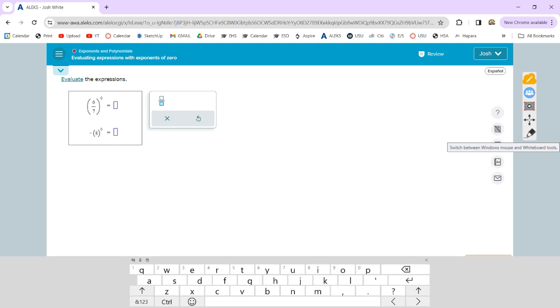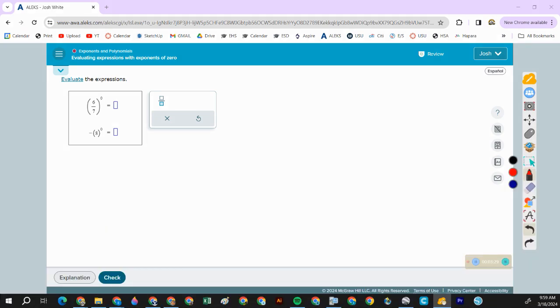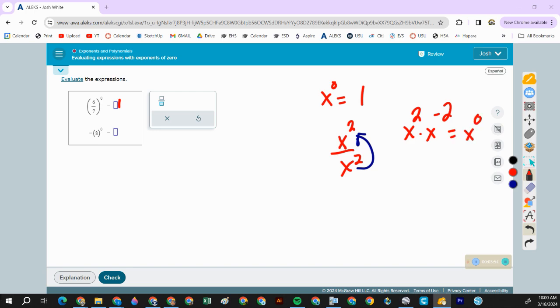What is 6 over 7 to the 0? That would just be 1. And why is that? Why is x to the 0 equal to 1 as long as x is not 0? Well, if I had x squared over x squared, and I used the quotient rule and subtracted, that would be x squared times x to the negative 2. Add the exponents, and I get x to the 0. But anything over itself is 1, and that's why x to the 0 is 1.